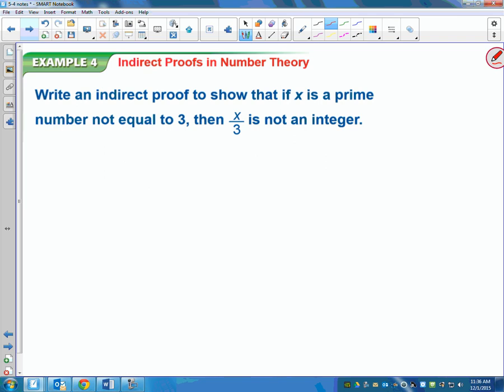This is where I've used proof by contradiction when I was in number theory in college. Whenever there's number things, finding something that proves it's false using a contradiction is usually the easiest way to do a proof like this. So it says, write an indirect proof to show that if x is a prime number not equal to 3, then x over 3 is not an integer. There's a whole lot of vocabulary in there. What's a prime number?